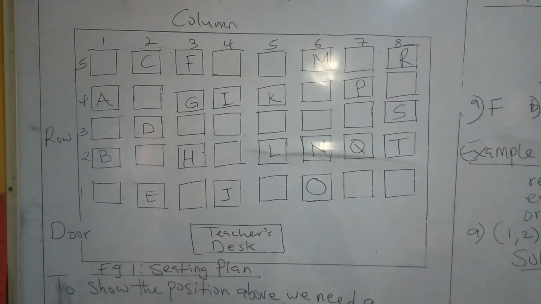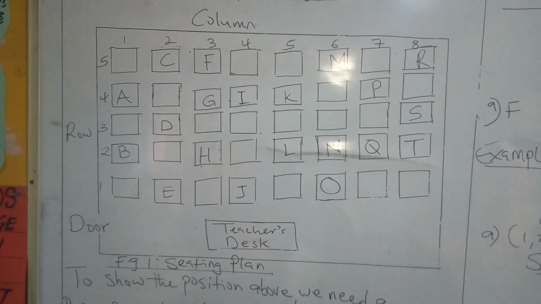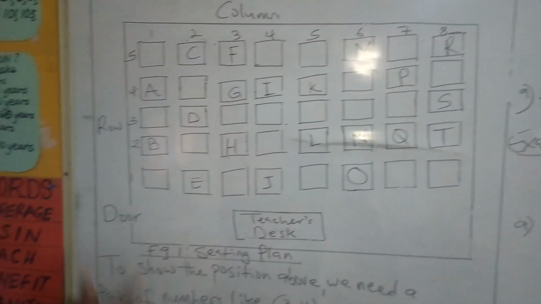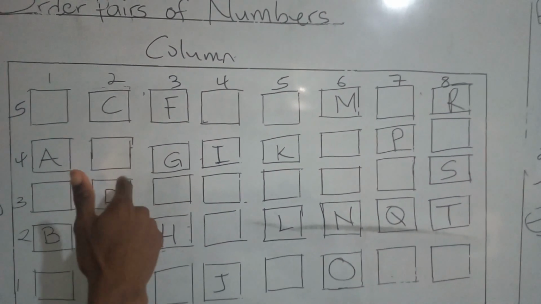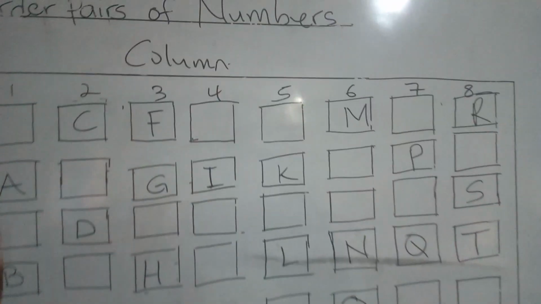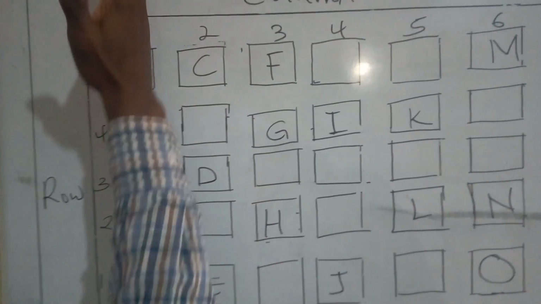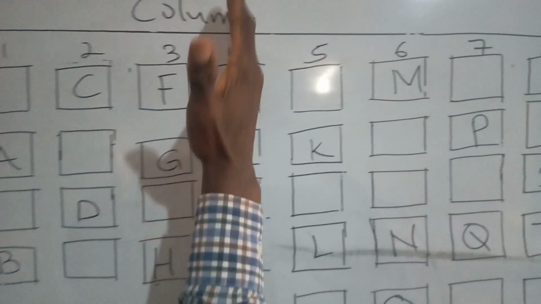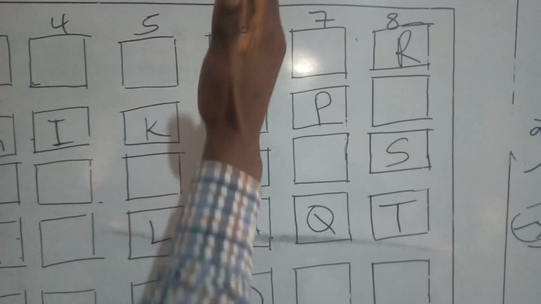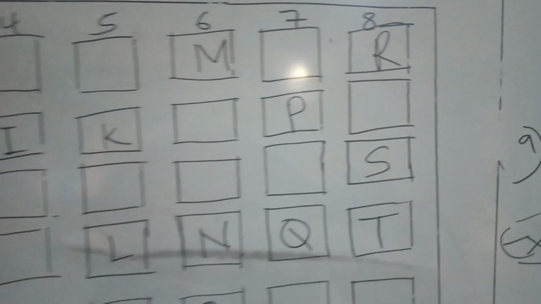But before we go into the coordinate itself, we have to know 2 major terms here. The first term is termed as column. And how are we going to get a column? We count in this direction. So we're going to count the columns. Column 1, column 2, column 3, column 4, column 5, column 6, column 7, and column 8. It means that we are having 8 columns in this sitting plan.